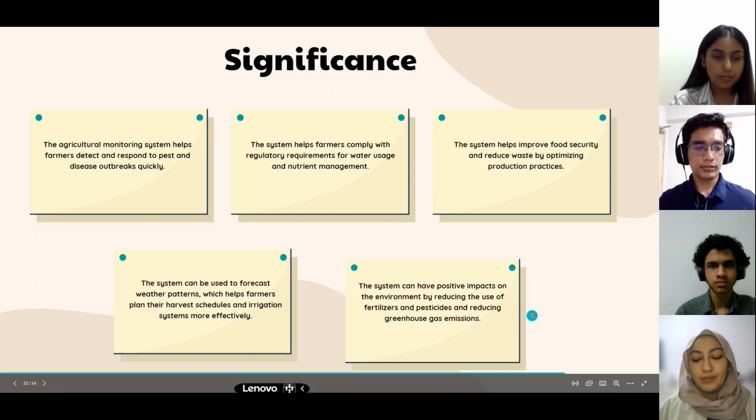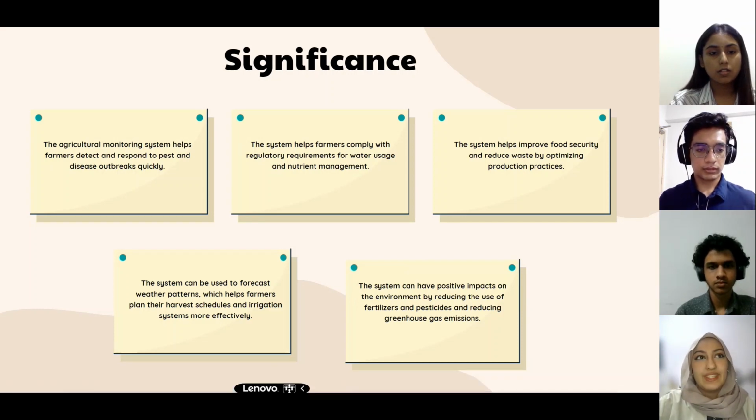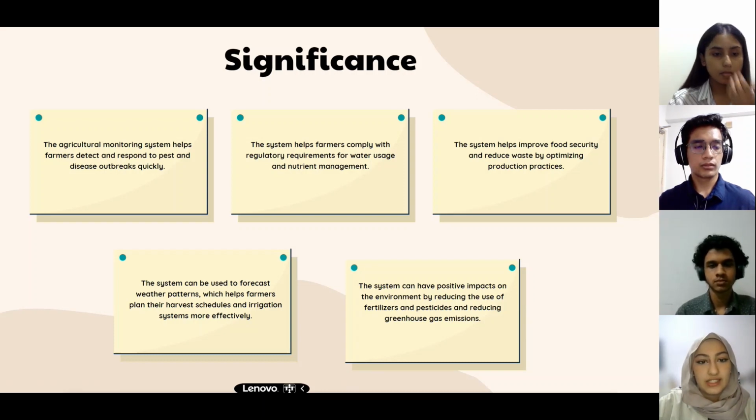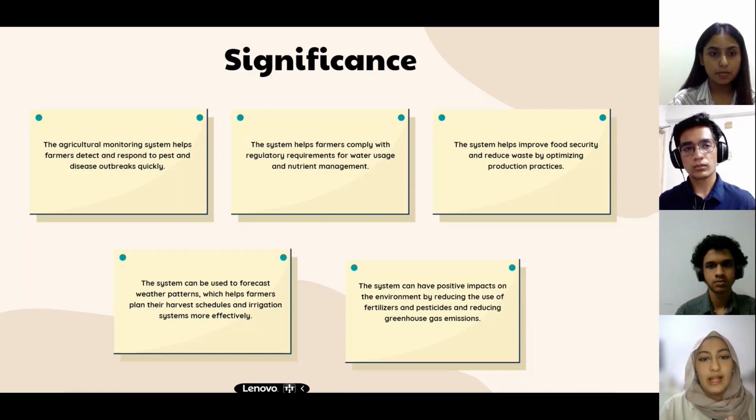Okay, so now the significance of the system. The first benefit is that this kind of system helps farmers to monitor environmental conditions such as temperature and humidity, and provides them with early warning. So it prompts action to prevent and mitigate the impact of outbreaks, reducing crop losses as well as improving overall yields, and this all helps the farmers.